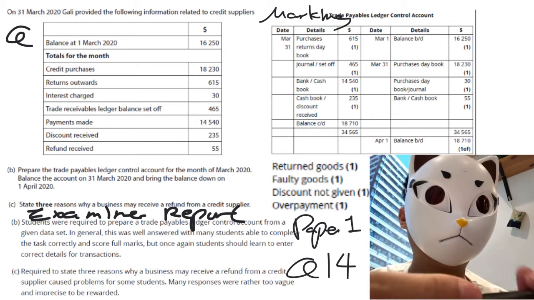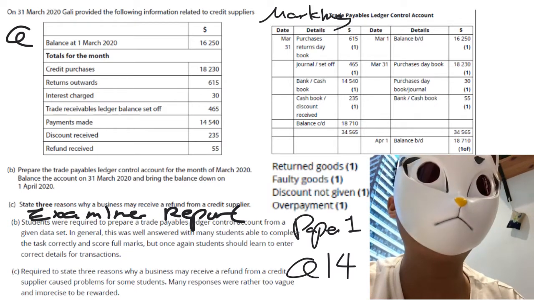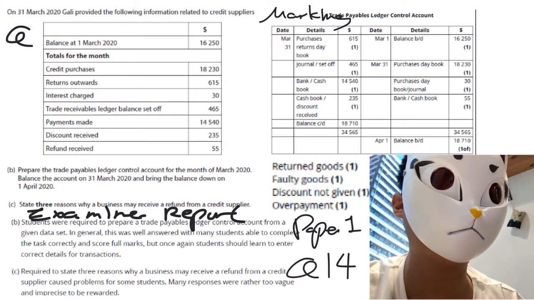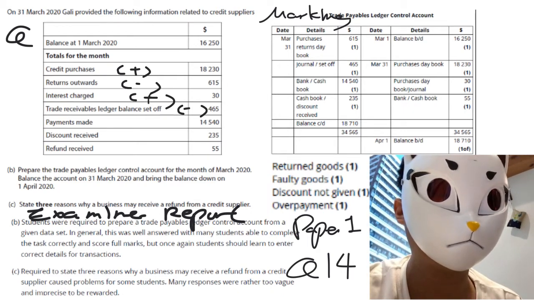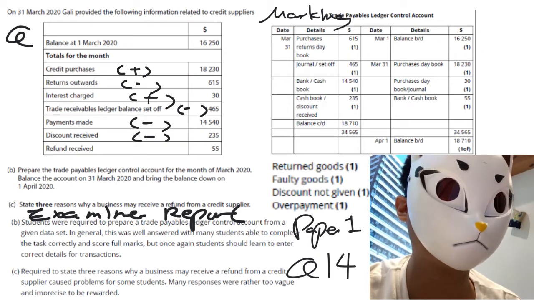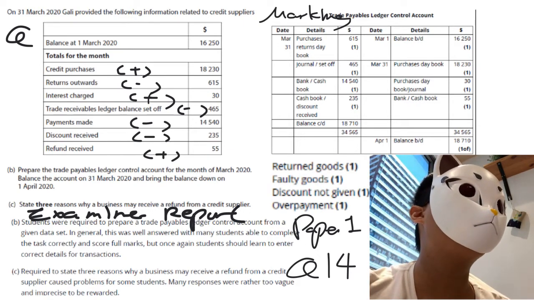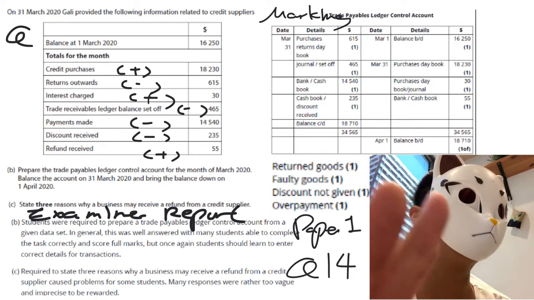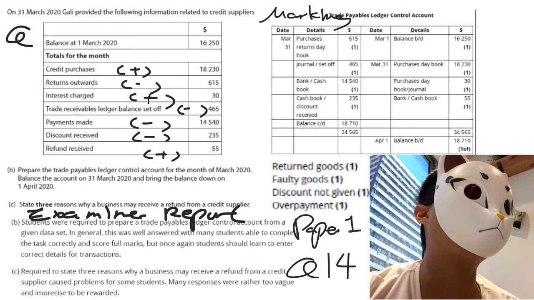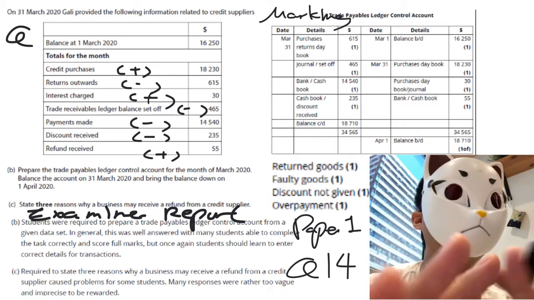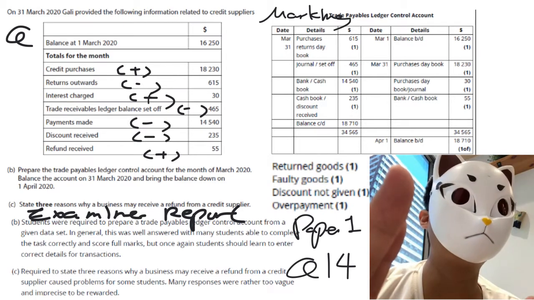For this part, candidates need to prepare the trade payables ledger account. So how to do it? You have to take a look: purchases added up, returns out deducted, payment made deducted, discount received deducted, refund received added up. You have to look at it very carefully and differentiate whether it's a deduction or an addition. Otherwise, you cannot get the correct balance, or you might make a mistake.